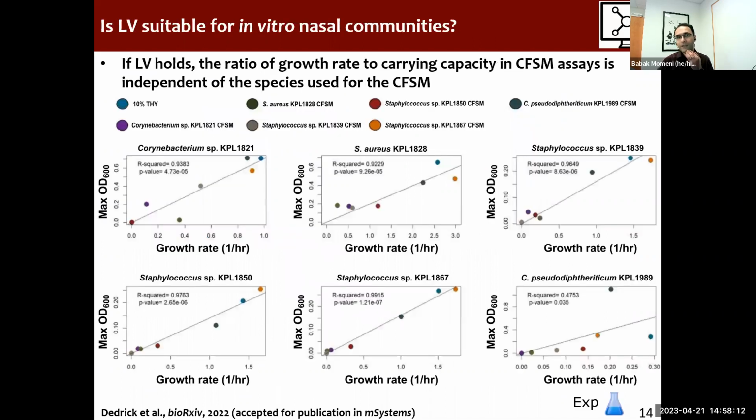And we did that with our nasal species. So what's being shown here is carrying capacity using maximum OD as the proxy for it, and the growth rate. So carrying capacity on the y-axis and the growth rate on the x-axis. And for each of these species, which is shown on top, we have looked at the CFSM coming from the other species that we often work with.